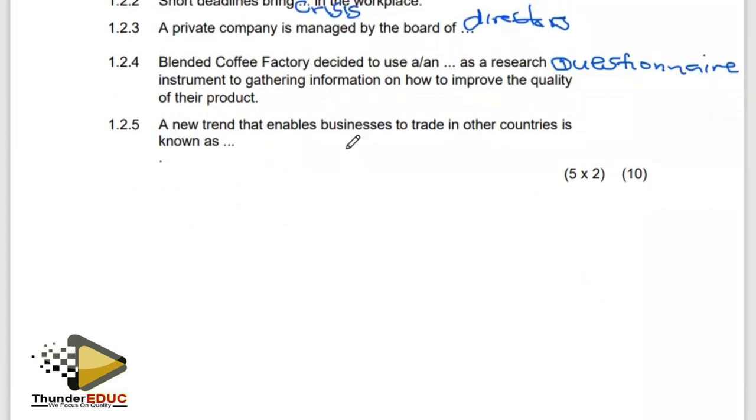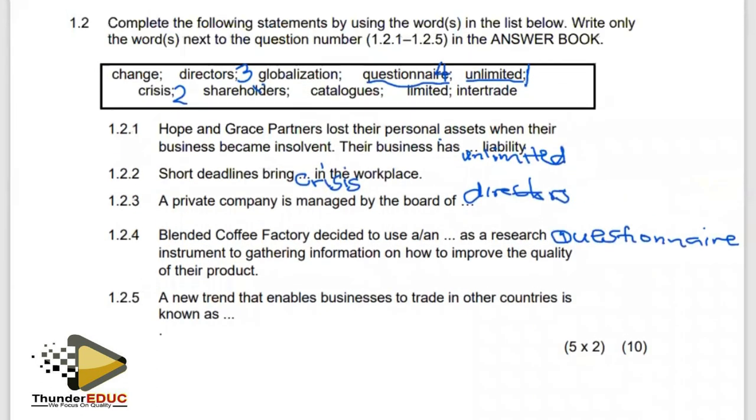A new trend that enables a business to trade in other countries is known as, yes, it is not shareholders, it is not change, definitely, it is not a catalog, it is not limited, it is not inter-trade. Definitely, we have two aspects which are very important here, globalization and inter-trade is a confuser. Inter-trade is a confuser, and the answer is globalization. Globalization is the new trend we are talking about here. It is called globalization.